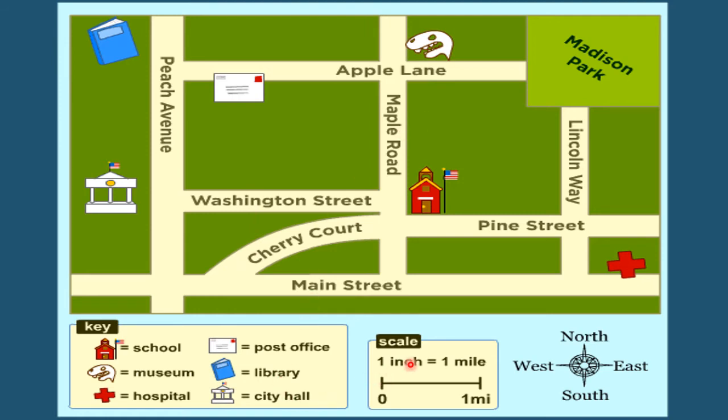Now here you can see a scale. It is showing that 1 inch is equal to 1 mile. What does it mean? It means that 1 inch on a map is equal to 1 mile distance in real life. Now here you can see the directions, the four main cardinal directions, that is north, south, west and east. These directions help you to locate a place, to find a place.